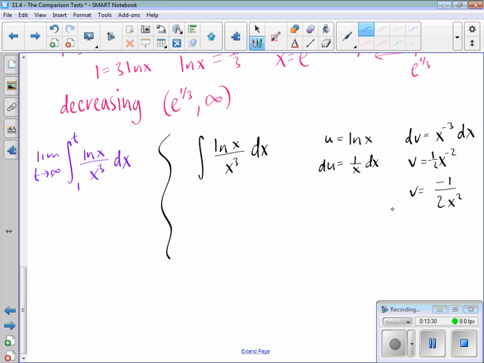Okay, so now we do u times v. So this times this. So that's our u times v minus the integral of v du. And then I think you should be able to finish it from there.